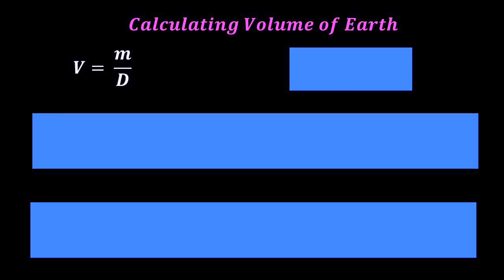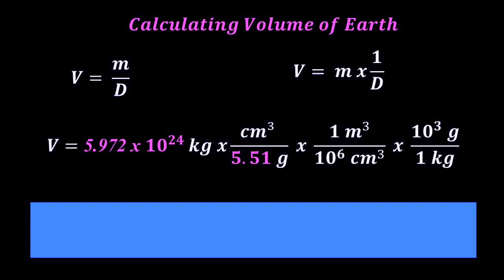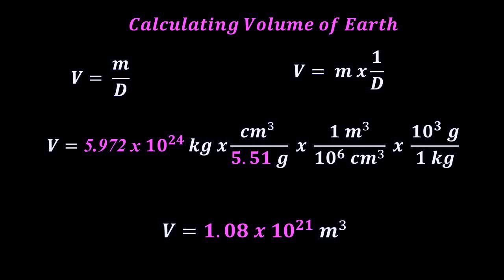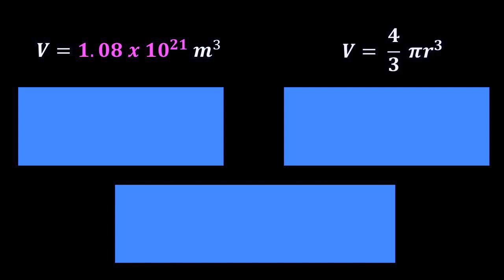Volume equals mass over density. Now, it also equals mass times the reciprocal of density. So there it is. That's the mass times the reciprocal of density. Then I'm going to multiply it, and so I cancel out the masses, so I'm left with just volume. So there is the volume of the Earth, 1.08 times 10 to the 21st cubic meters. That's a lot. That's like a trillion times another 1,000.